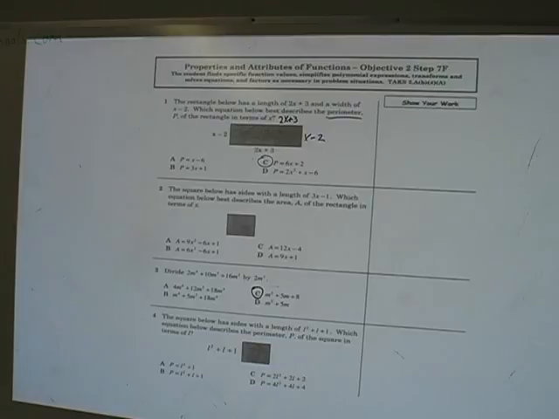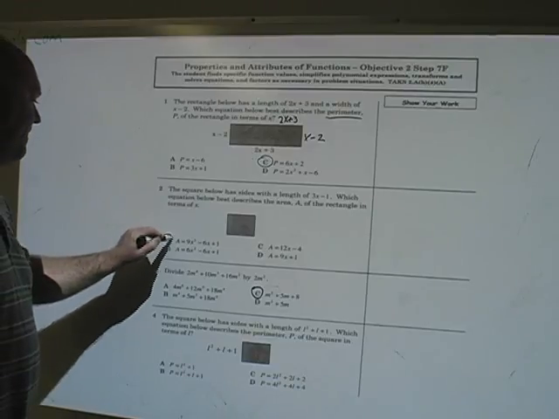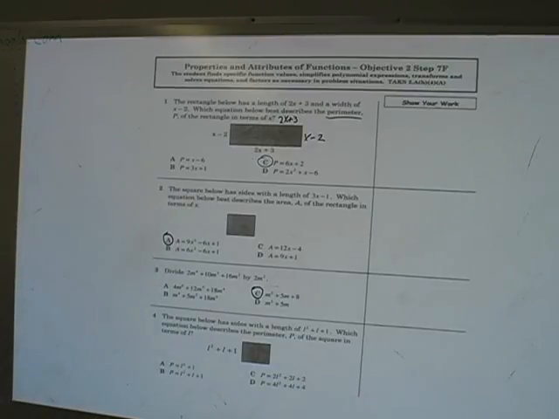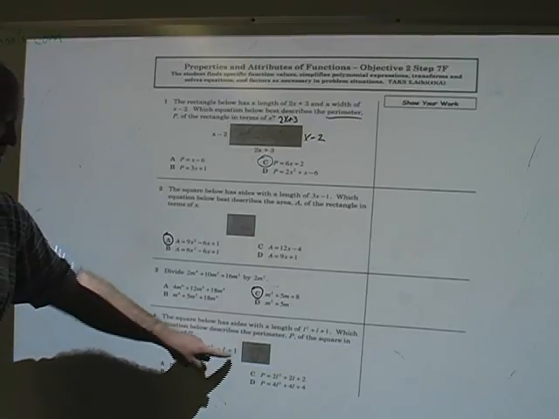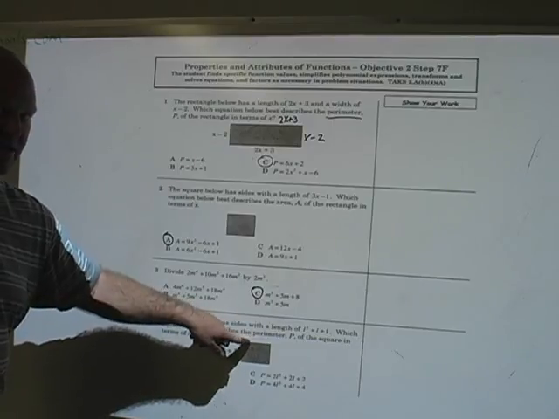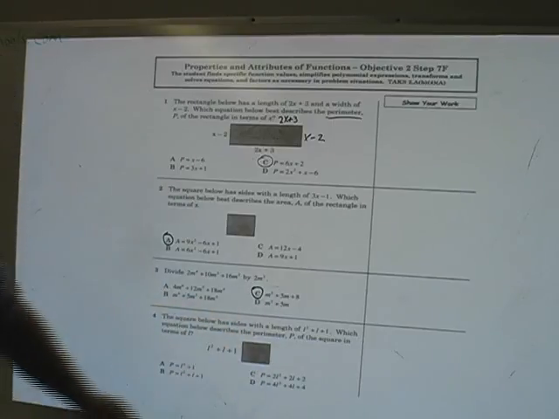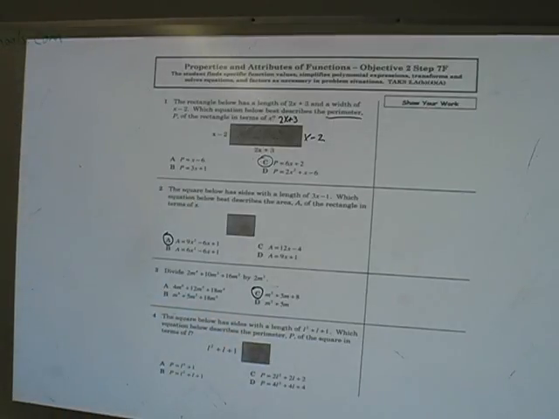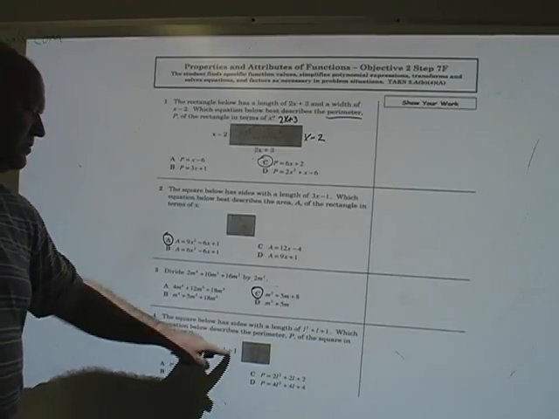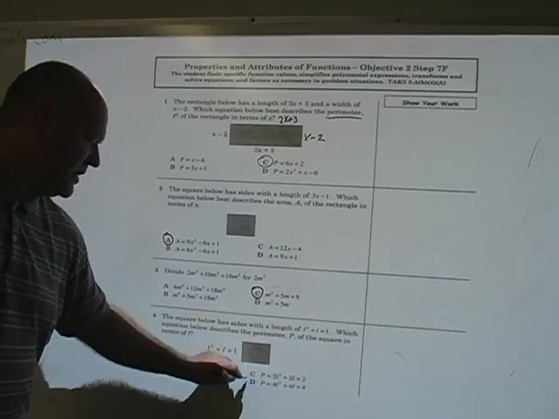Let me erase the previous answer. That was A. Okay. So here, perimeter, we're just adding up all 4 sides. You're going to have L squared plus L plus 1. You're going to have the same thing here, here, and here. You should get 4L squared when you add all those up, plus 4L plus 4. Should get answer D.